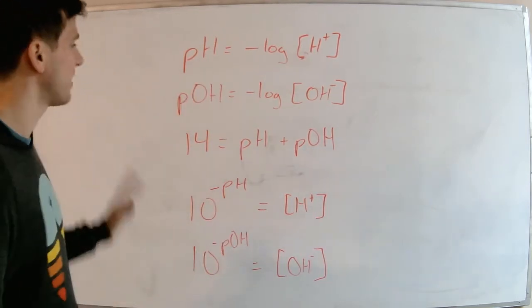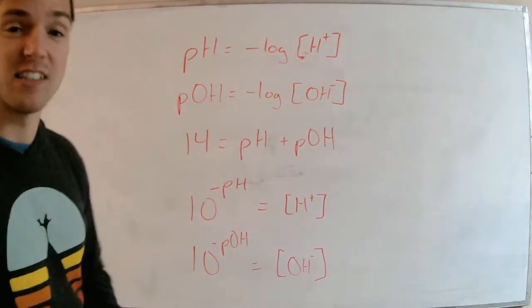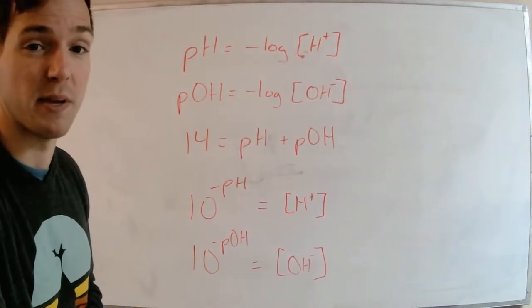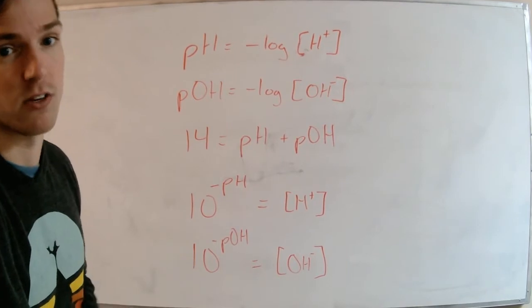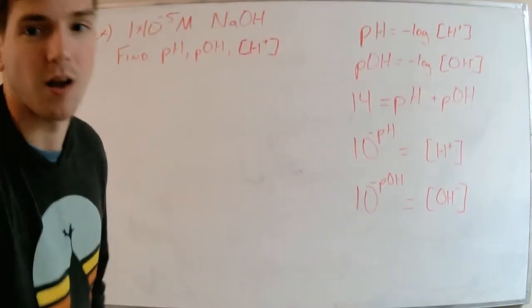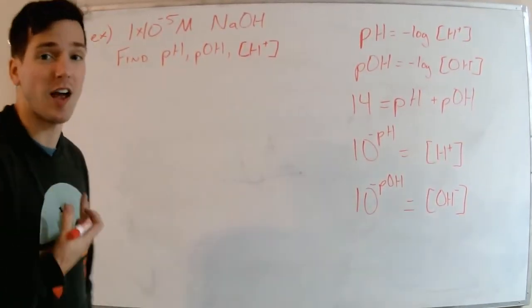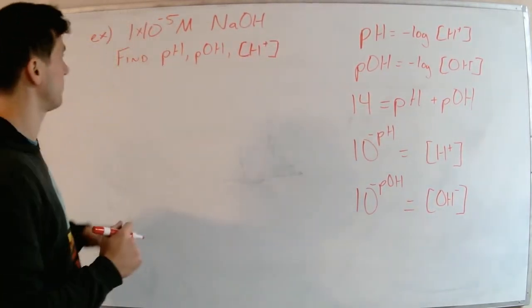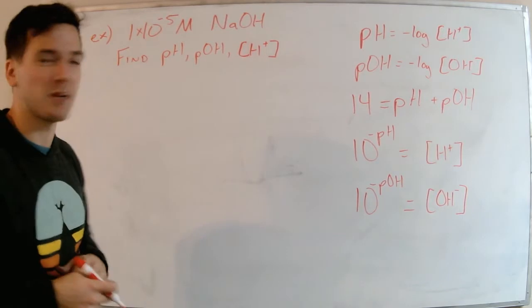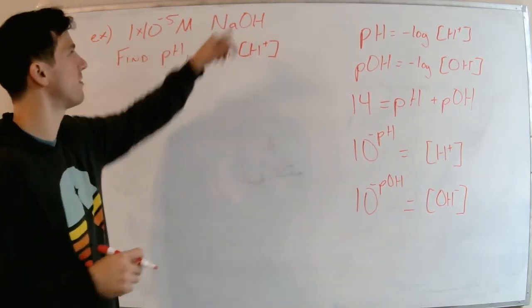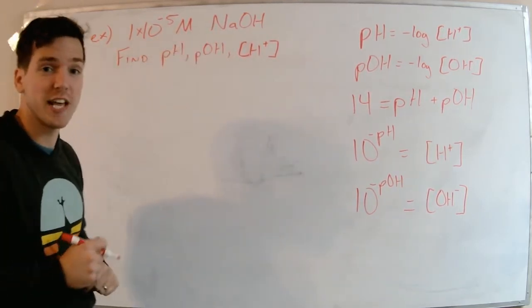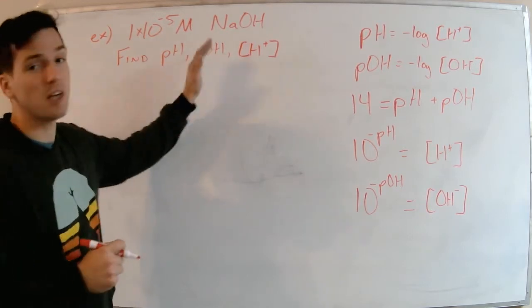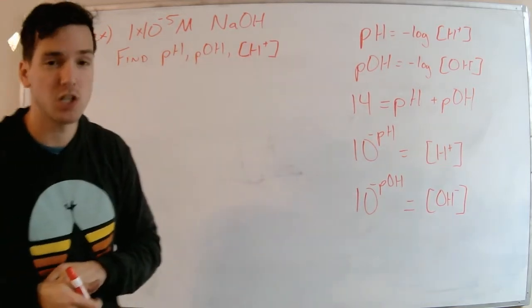So let's move these off to the side, and let's do a couple acid-base calculations where we're given a strong acid or a strong base. All right, everybody, so here I have put my equations off to the side so we can use them later. And then I have this problem where I gave you 1 times 10 to the negative 5th molarity of NaOH, and I want you to find the pH, the pOH, and the H+.